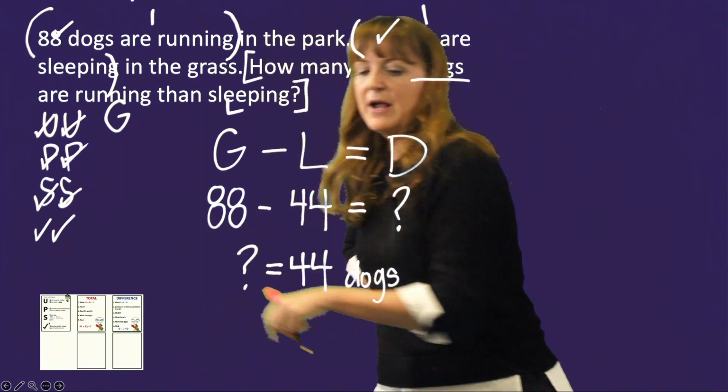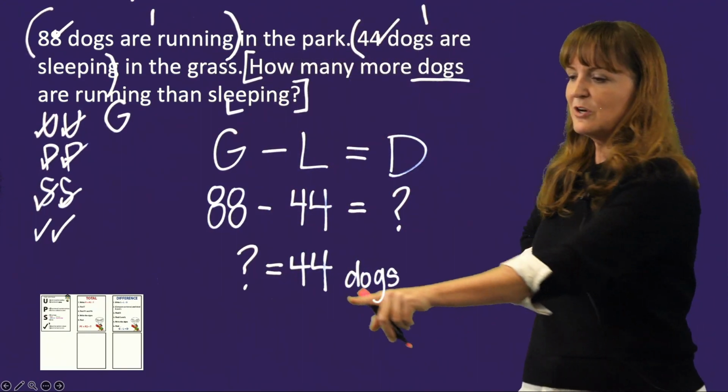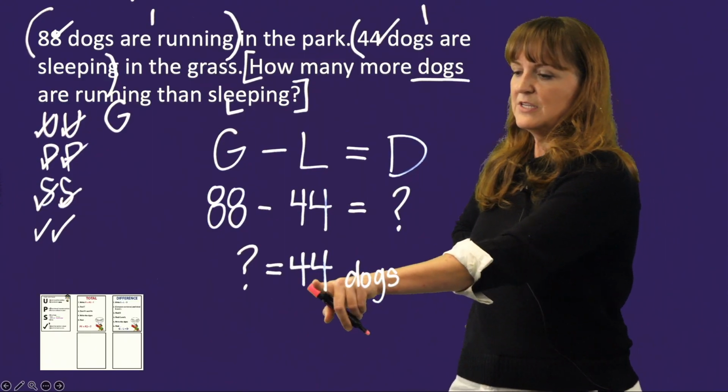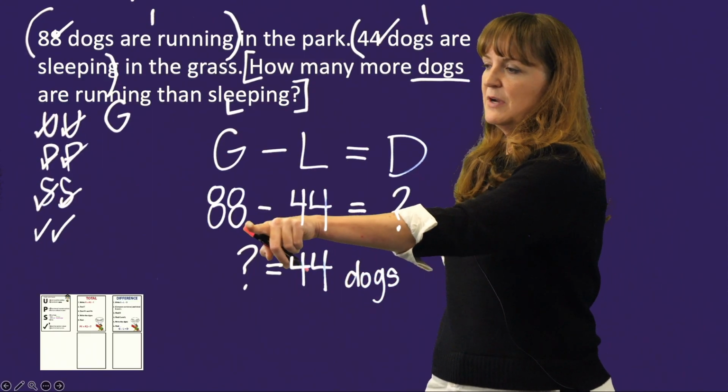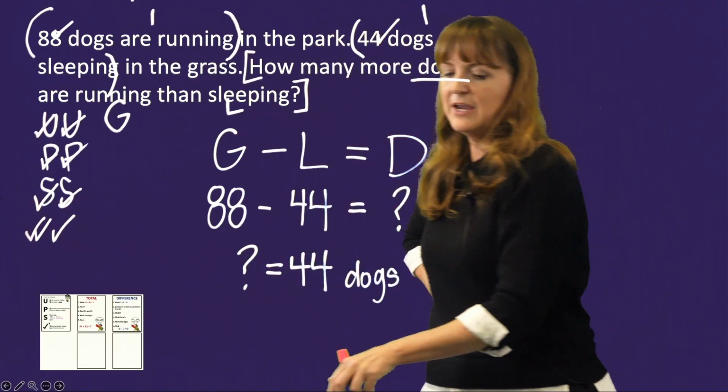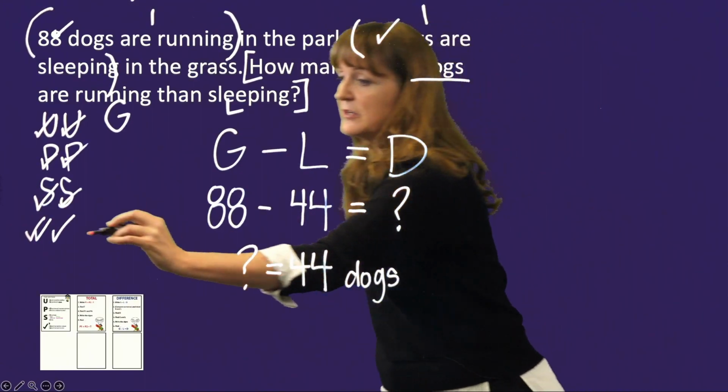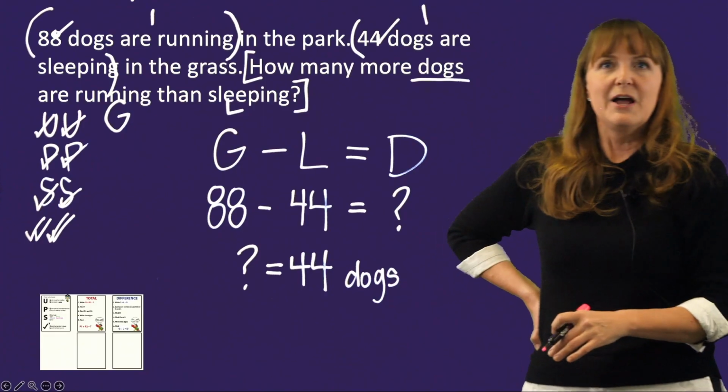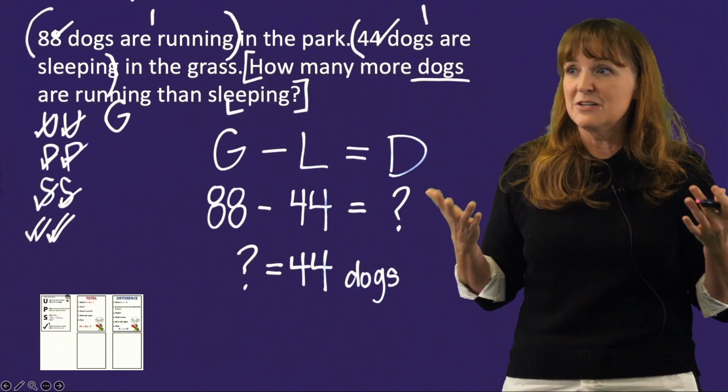But then I want to go back and check my numerical answer and check my label. So let's see, 44 plus 44 does equal 88. All right, we've checked the math there. And this problem is about dogs. Great, we've checked the label there. And so we have solved this difference problem.